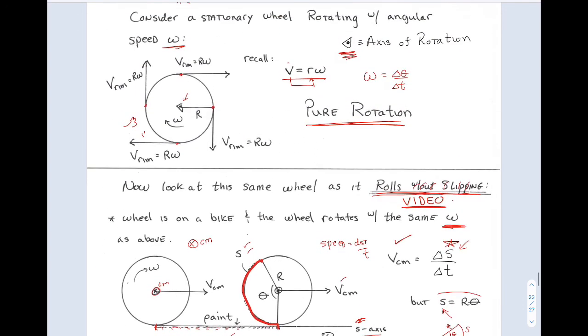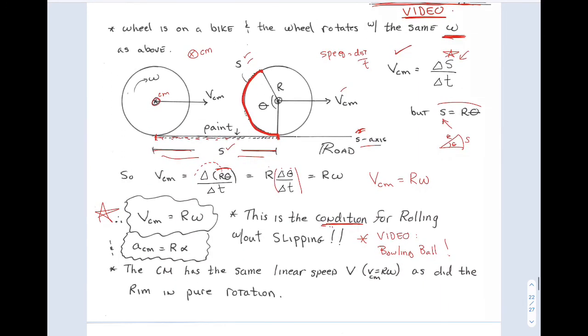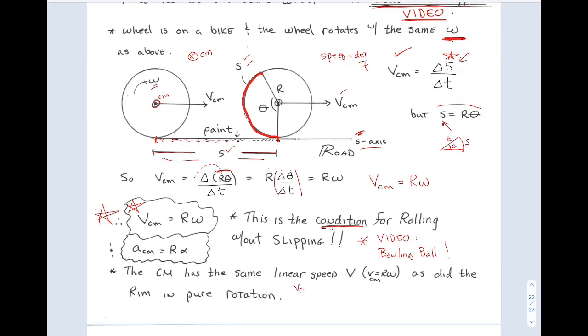Let me go back again. Here I have a wheel rotating with some angular speed omega. Now I have that same wheel rolling with the same omega. If that's happening, then that condition is met: the speed of the center of mass is r omega. Here I have V center of mass is r omega. If I divide both sides by delta t, velocity per time is acceleration, and on the right, omega per time is angular acceleration. So that's where this came from. This condition for rolling, V center of mass is r omega, also says that the acceleration of the center of mass is r alpha.